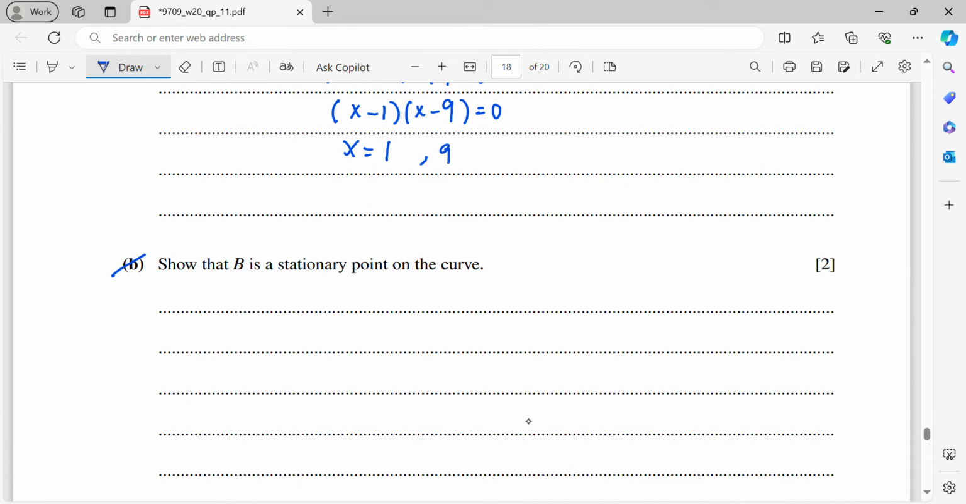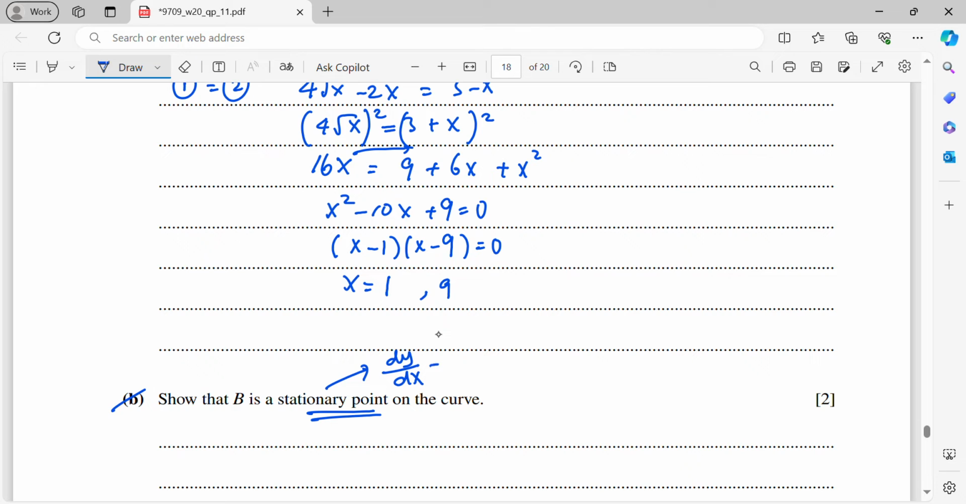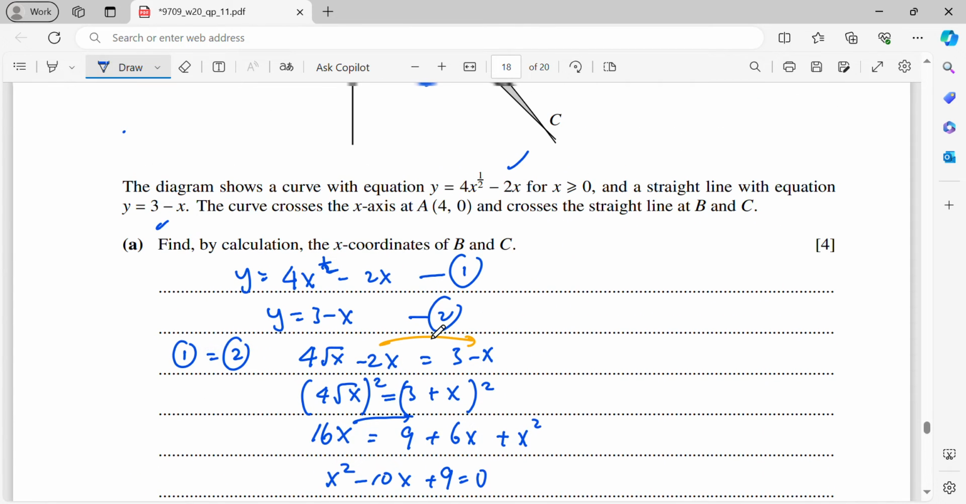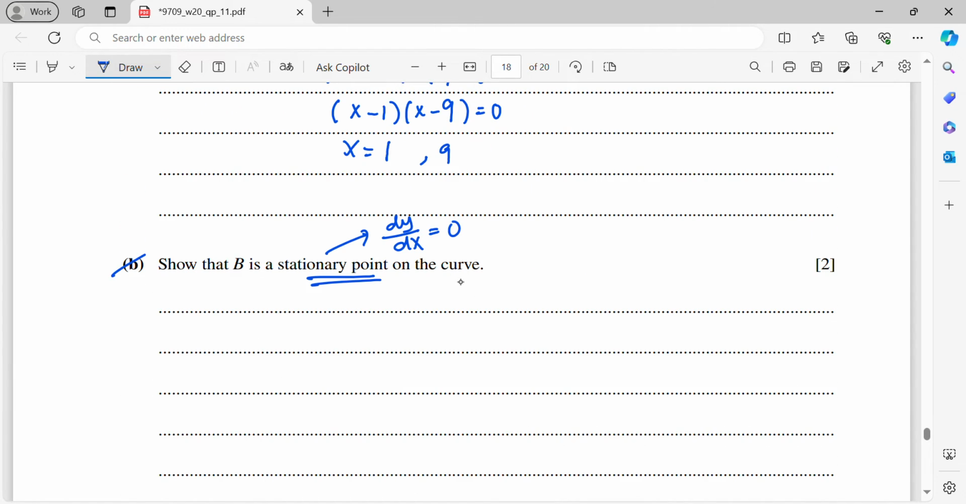Now show that B is a stationary point on the curve. So whenever you see stationary points, it means dy over dx must be 0, okay? dy/dx equals 0. So now refer back to the curve. I will differentiate this curve. So y is 4x to the power half minus 2x.